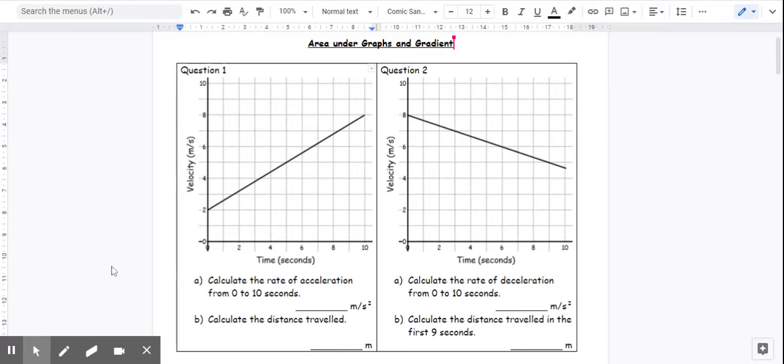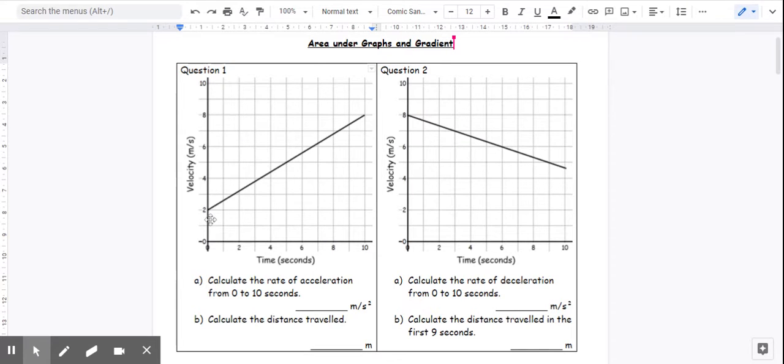Hello everyone. In this video, I'm going to provide you an example question. I'm going to complete one question, which is question one. I want to use that as a reference to complete the rest of the questions. So let me start modeling question one.